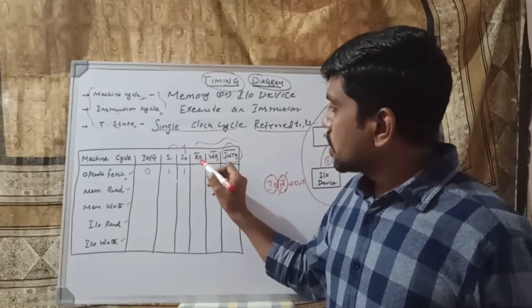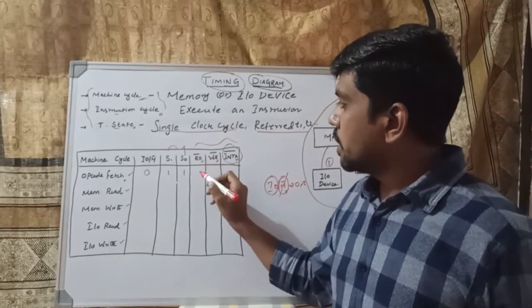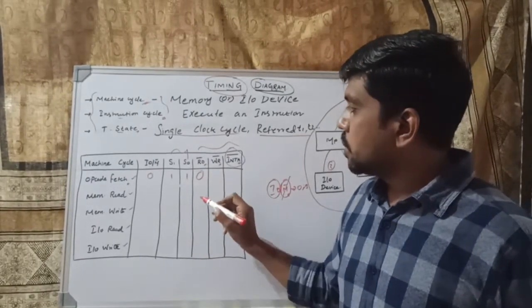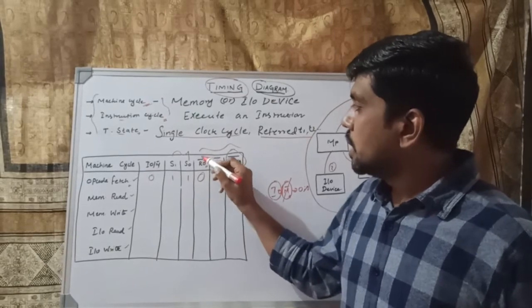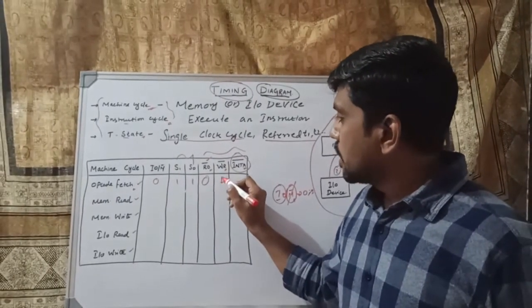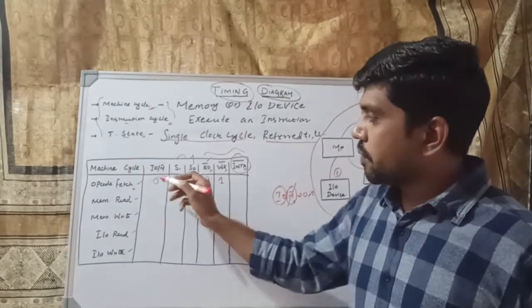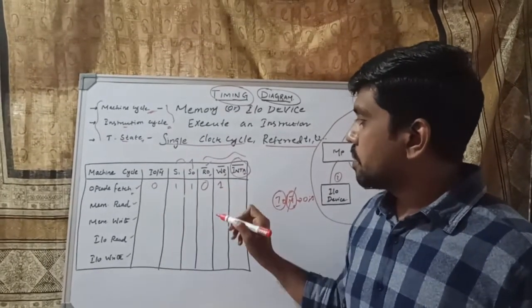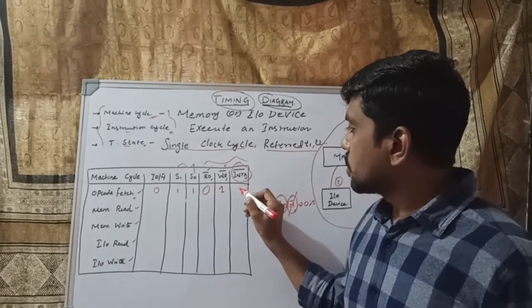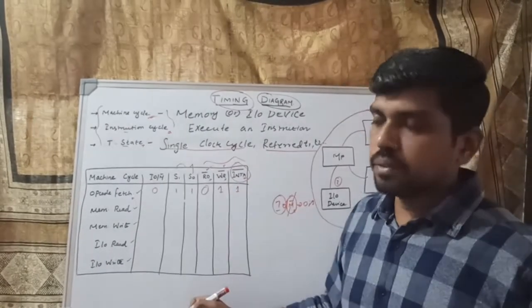Now go to the read bar signal. Here we read the instruction from memory, so you put 0. Since 0 is the active low signal, the read function is enabled. Next, write: there is no write function in opcode fetch, so this value goes to 1, disabling the write. The interrupt acknowledge is also disabled.